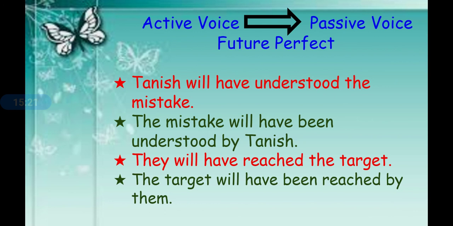They will have reached the target. Here the subject is they and object is the target. We have to make the target as subject in the passive voice. The target, after that we have to use will, have, been and past participle form of the verb, that is reached by them. The target will have been reached by them. So this will have been plus past participle form of the verb we have to remember while converting from active to passive voice when sentence is there in future perfect tense.